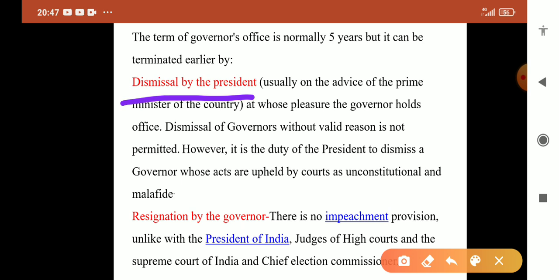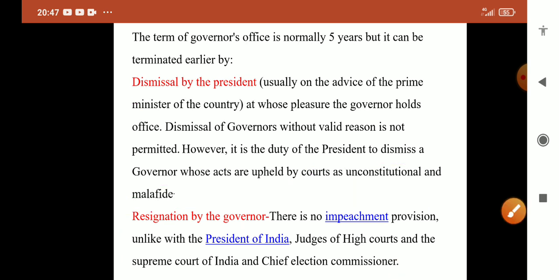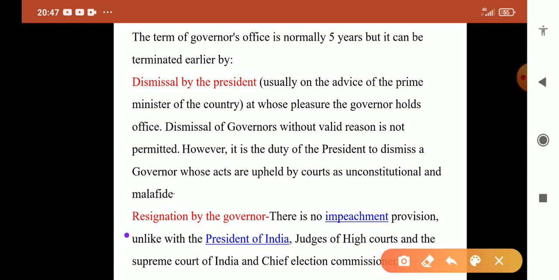However, it is the duty of the president to dismiss a governor whose acts are held by the court as unconstitutional and malafide, right? तो जब unconstitutional होगा और malafide intention से कोई काम गवर्नर करेगा तो in that situation president can remove, but his removal is basically on the advice of the prime minister and the council of ministers. Then resignation by the governor. There is no impeachment provision unlike with the president of India.